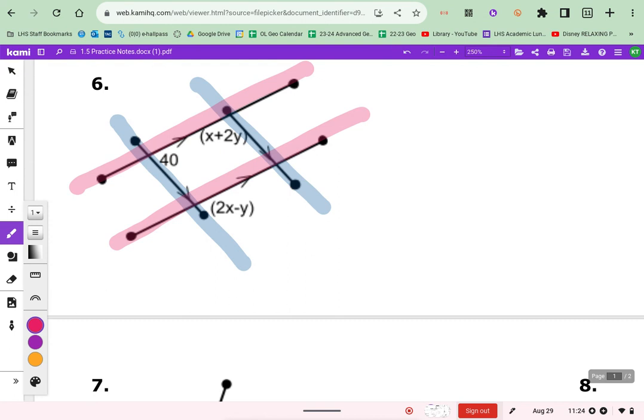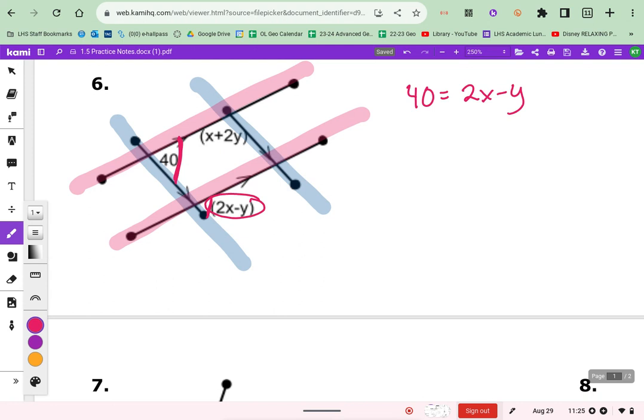So let's see. I'm going to pick this one to do first. Do you see another angle in that picture that has a relationship with the 2x minus y angle? 40. What relationship do these guys have? They are corresponding. Excellent. So corresponding angles are congruent, so we set them equal to each other. So 40 equals 2x minus y.